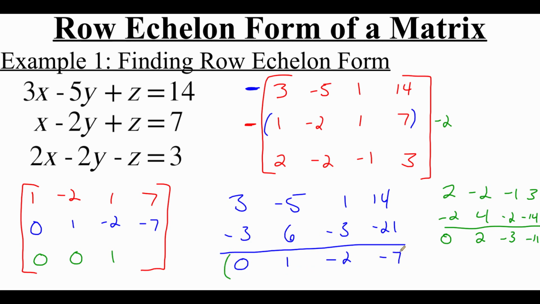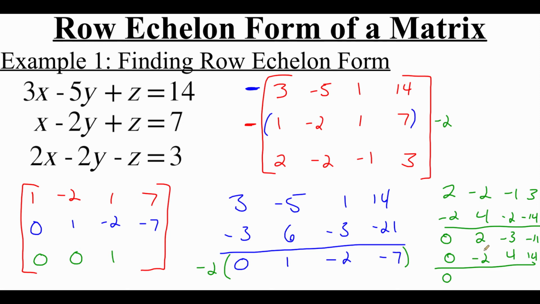And in order to get rid of that 2 in the second entry, we need a -2 there. So I'm going to take this new row that we ended up with before and multiply by -2. So -2 times 0 is 0. That's going to be helpful because when we add those together, that will stay as a 0. -2 times 1 is going to be -2. -2 times -2 is +4. And then -2 times -7 is +14.